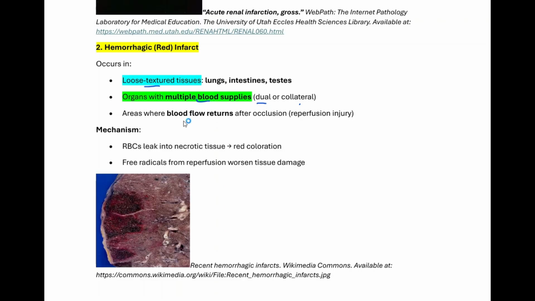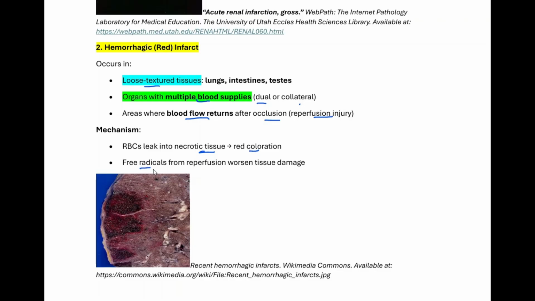So these are areas where blood flow returns after occlusion, and reperfusion injury, right? And the mechanism: the red blood cells leak into necrotic tissue and lead to what? Red coloration. So if you have one branch that is being blocked, then blood can still come from the other one, thereby leading to hemorrhagic infarction.